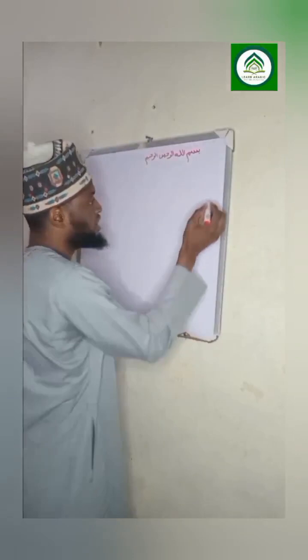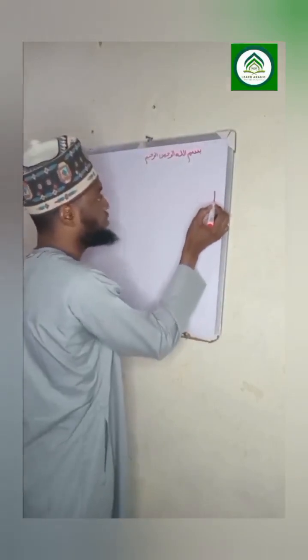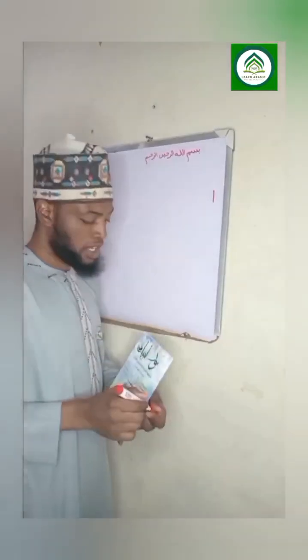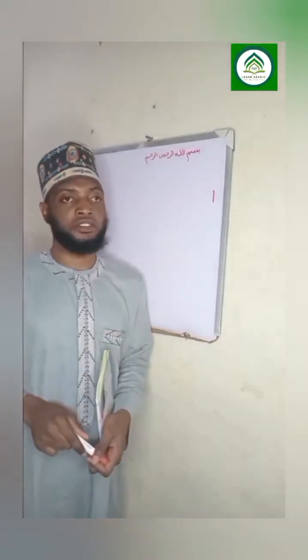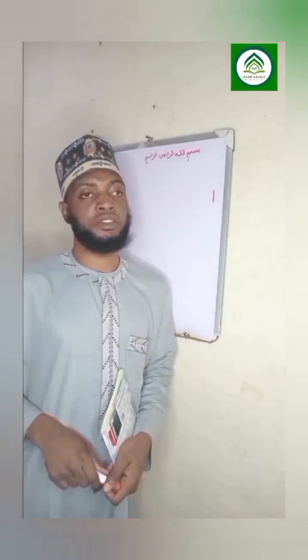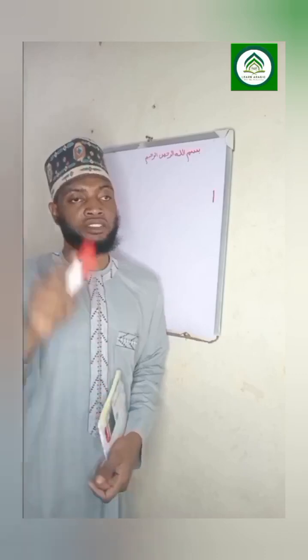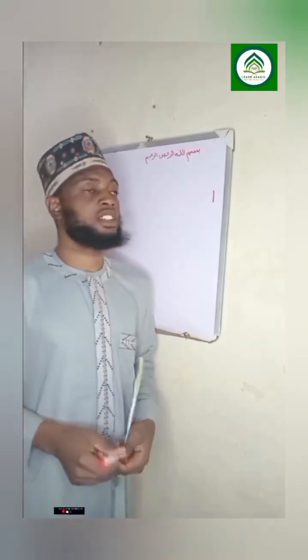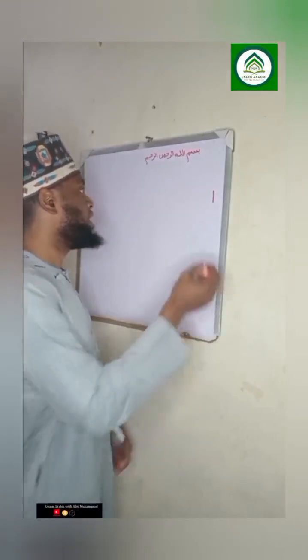The first letter in the Arabic alphabet is called Alif. Very easy to write and easy to pronounce. Repeat after me. Alif. Just a straight line like one. So it is called Alif. Now let us move to the next letter.